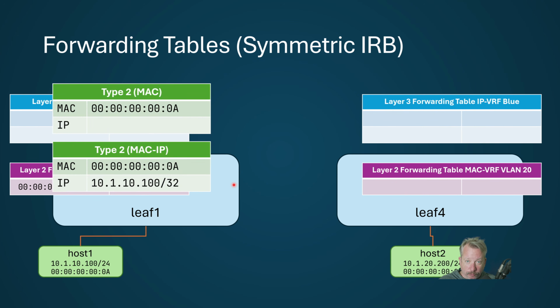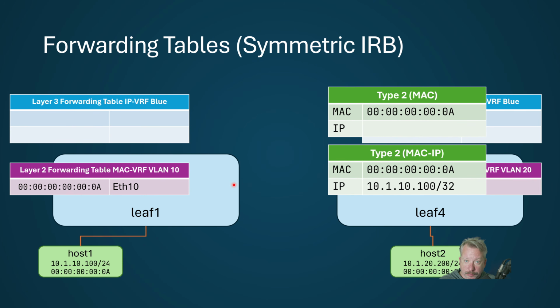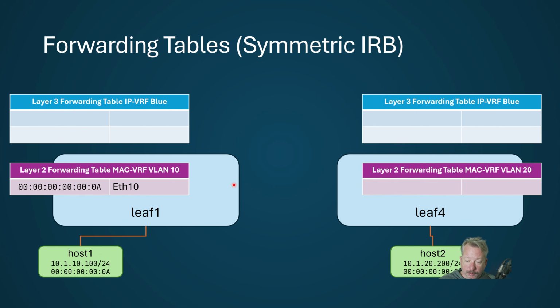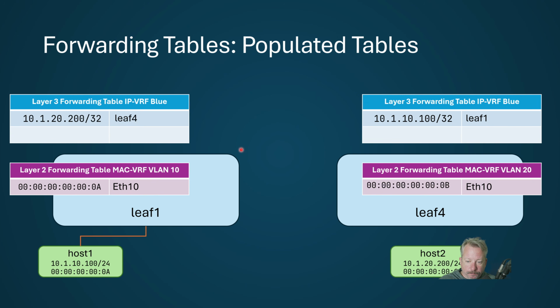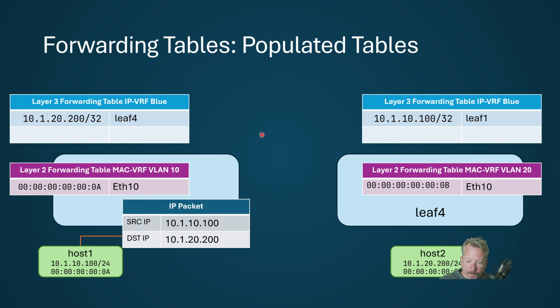We generate those two type 2 routes and send them to the other leaves. Because Leaf 4 doesn't have VLAN 10, it doesn't do anything with the MAC route. But it does take the type 2 route and populate its layer 3 forwarding table with a /32. So if host 2 wants to send a packet to host 1, it'll come up into the forwarding table and see, oh, I've got an address here. I'll send it to Leaf 1 and Leaf 1 will deliver it locally. So that's how it works.